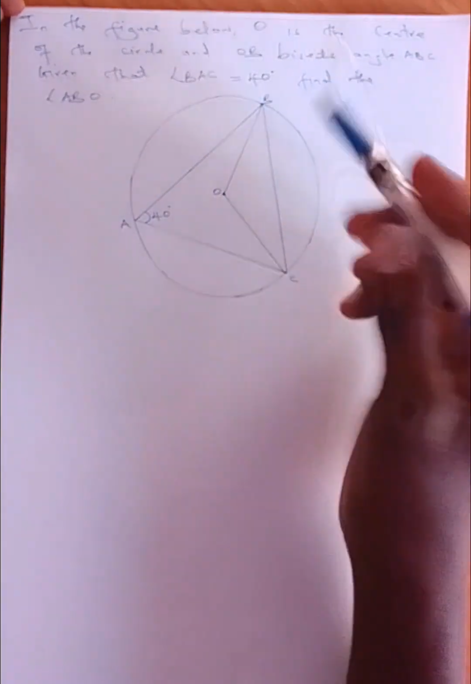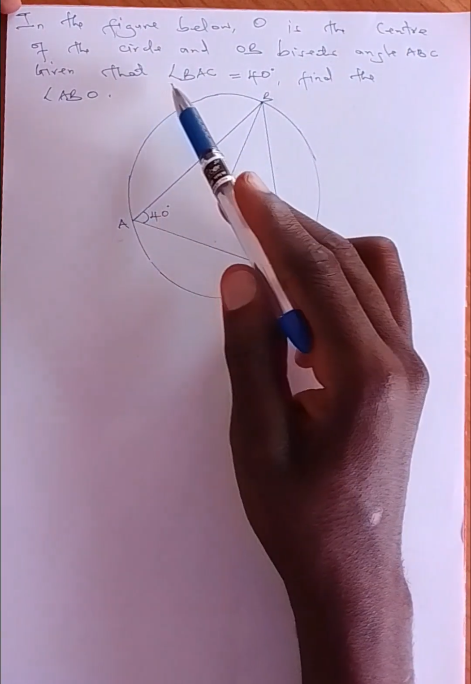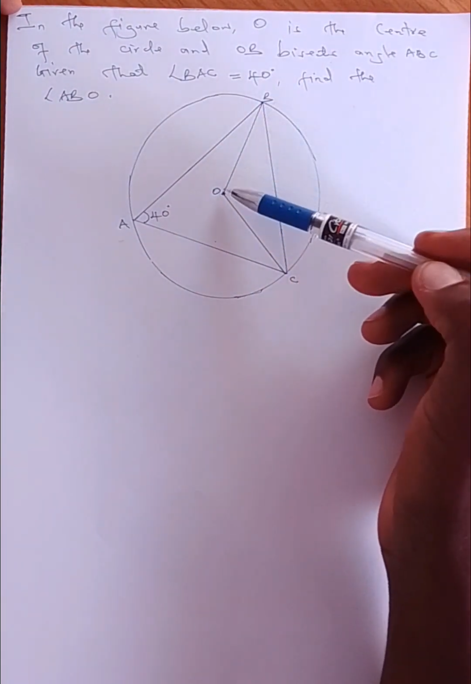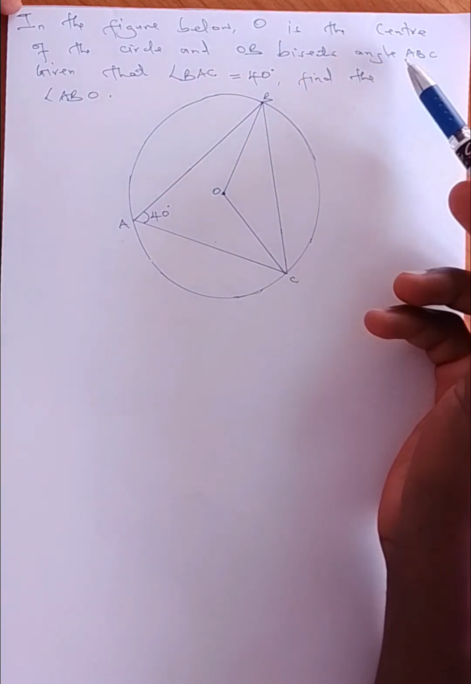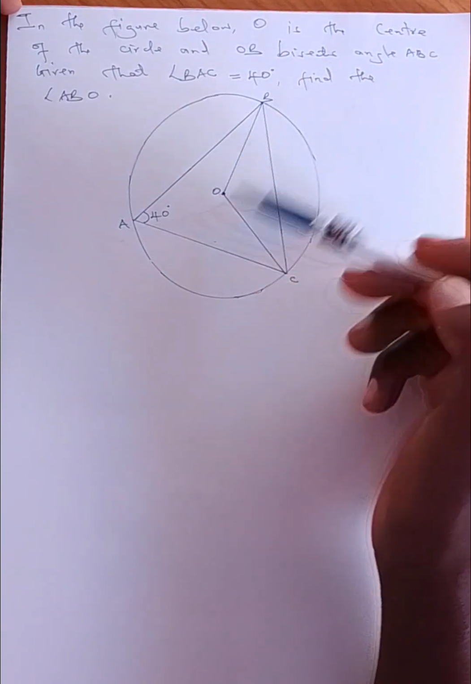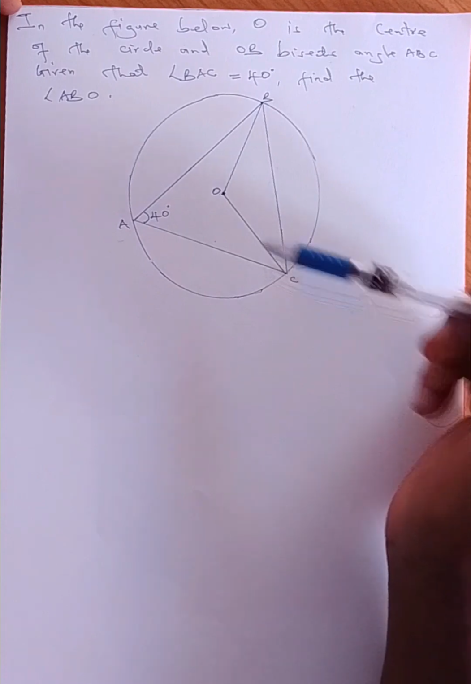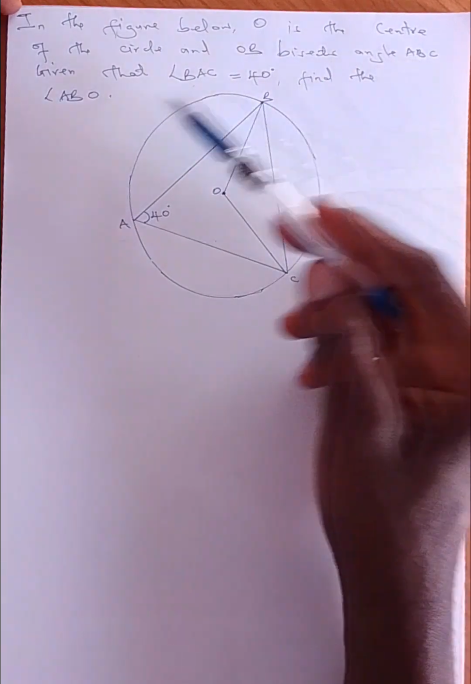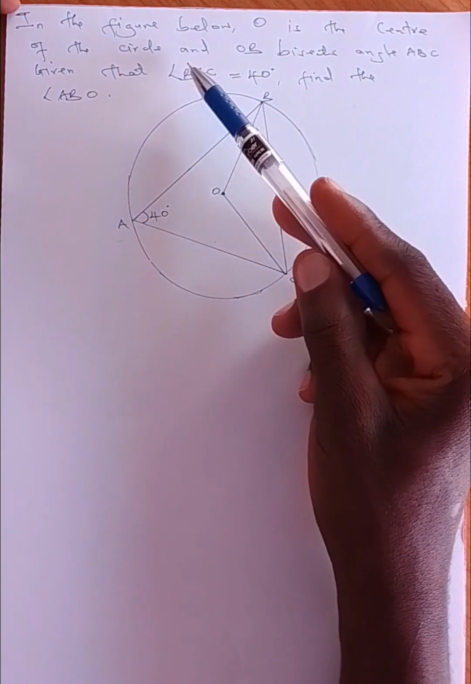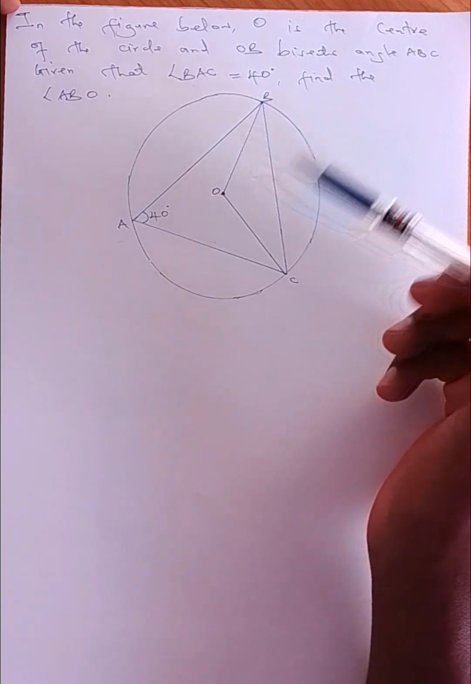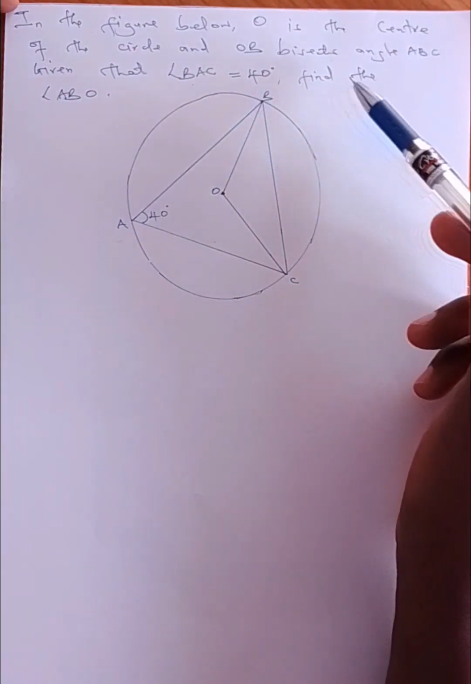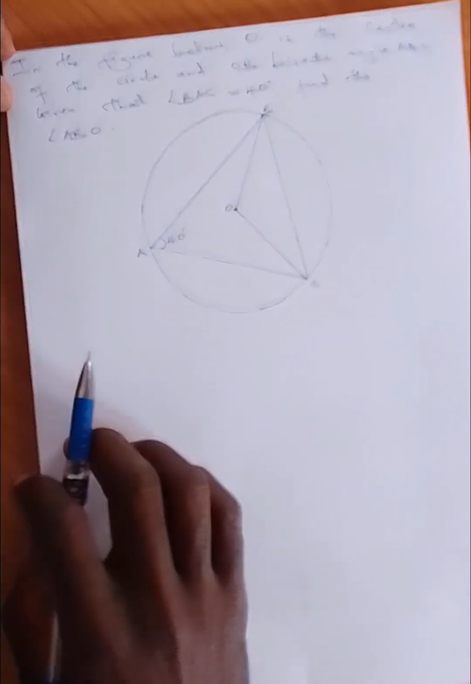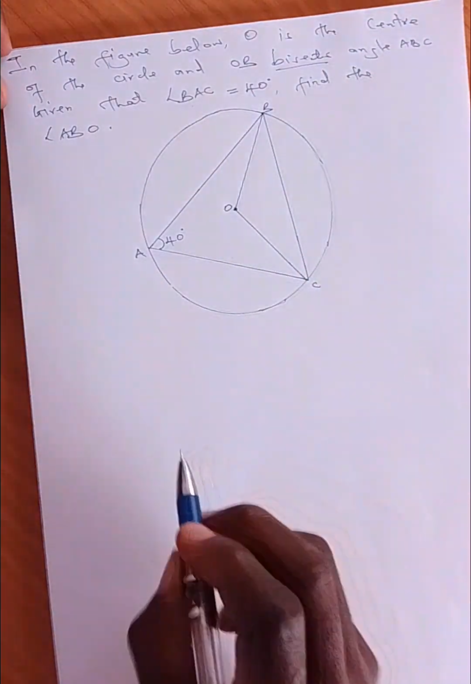In the figure below, O is the center of the circle, and OB bisects angle ABC. Do you get that? OB bisects angle ABC. Given that angle BAC is 40, find the angle ABO.